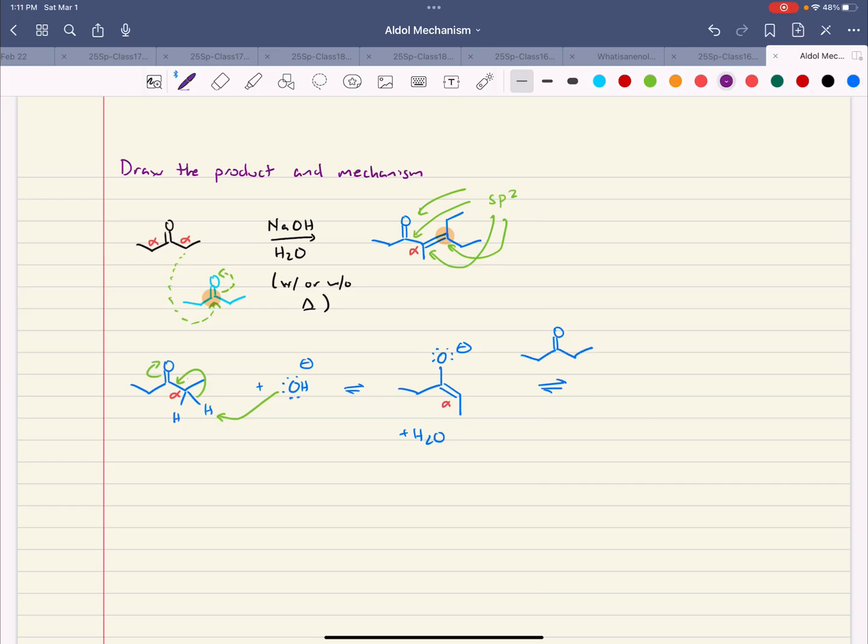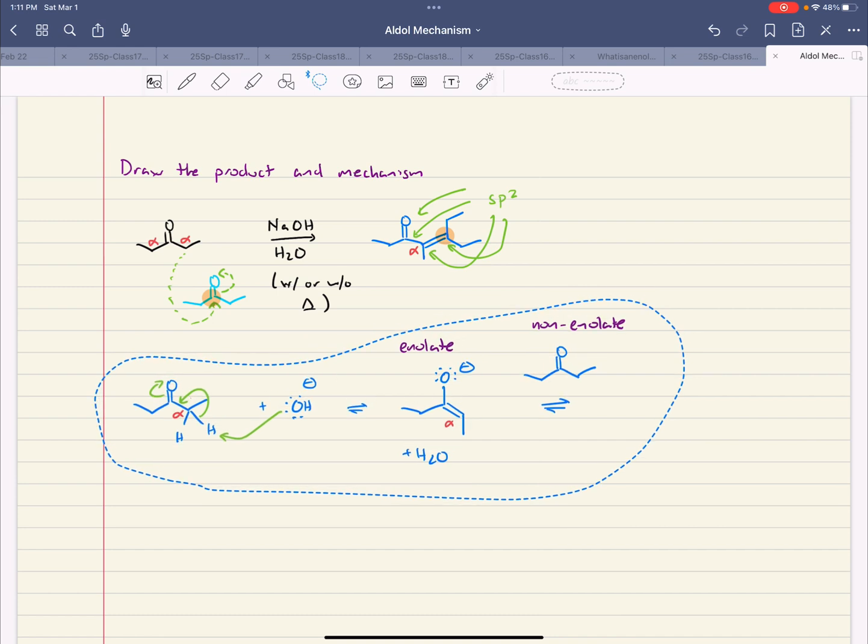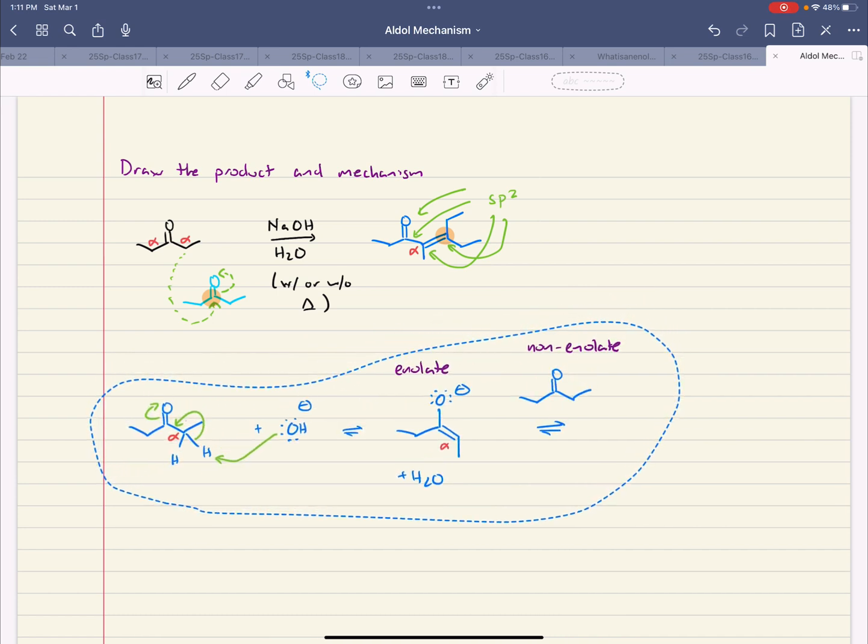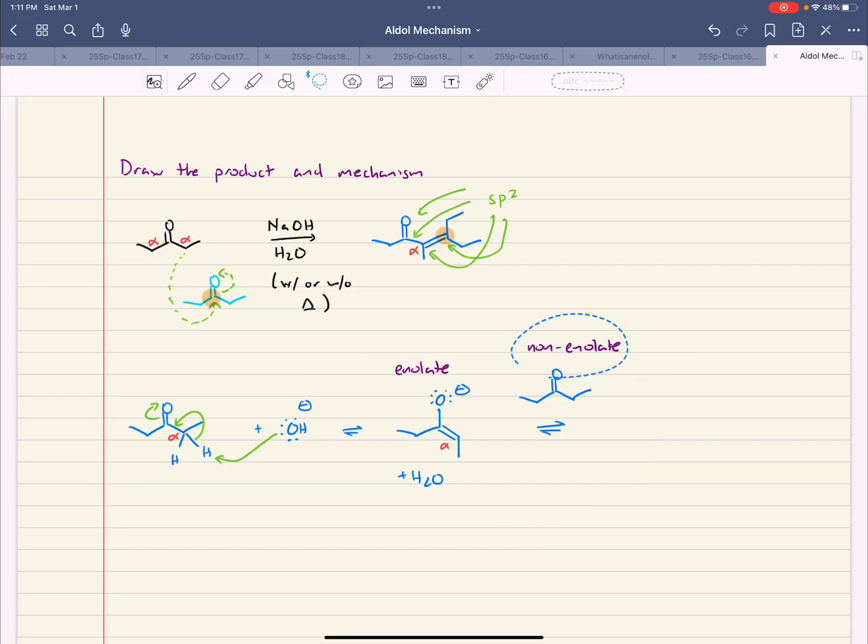Did you notice that this is the enolate and this is the non-enolate? So we do need an equilibrium between the enolate and the non-enolate. If you have a super strong base, you'll get 100% of the enolate and you'll have nothing to attack. You can remember that enolate does not attack enolate. You have to attack a non-enolate. It makes more sense because an anion is less likely to attack another anion. It's more likely to attack a neutral molecule.